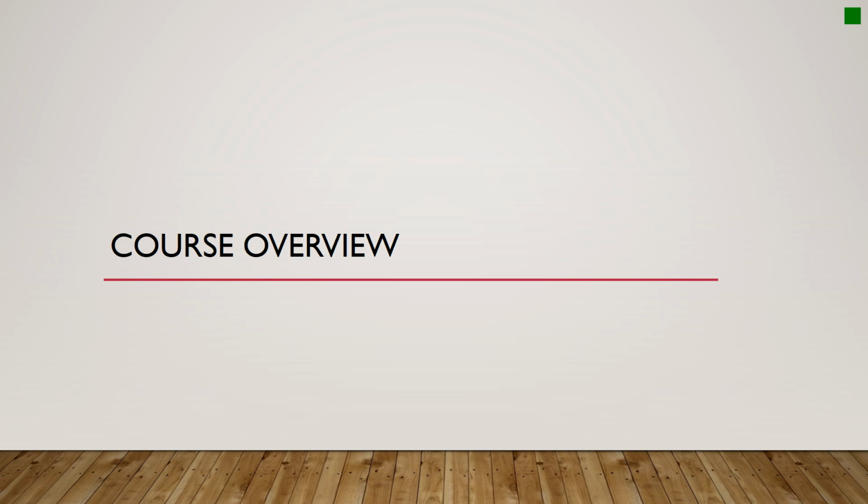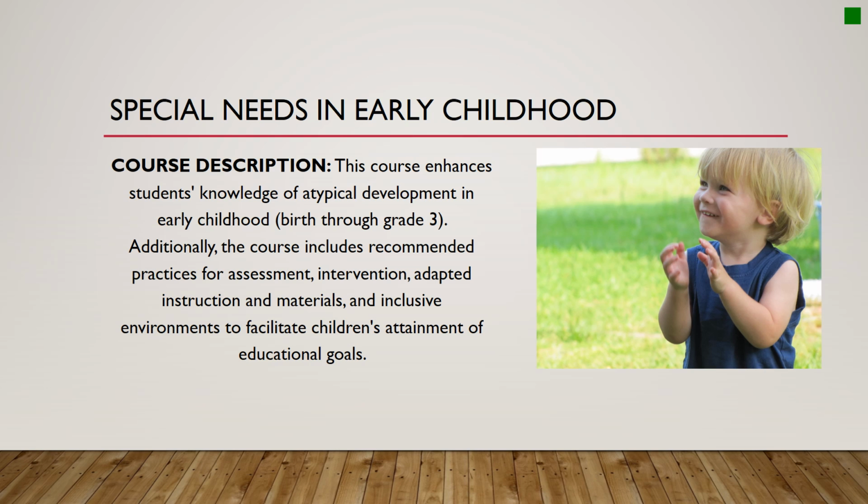Let's start with our course overview. Here we have our course description, and again, this is HDFS 317, Special Needs in Early Childhood. So let's just review this description together. You can follow along. This course enhances students' knowledge of atypical development in children birth through third grade. So this is that 0 to 8 window. And additionally, the course includes recommended practices for assessment, intervention, adapted instruction and materials, and inclusive environments to facilitate children's attainment of educational goals.